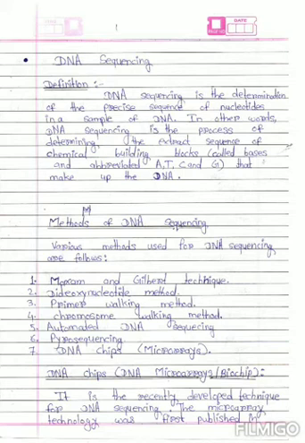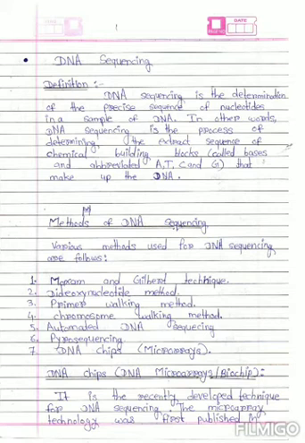Methods of DNA sequencing. Various methods used for sequencing are as follows: 1. Maxam and Gilbert technique. 2. Dinucleotide method. 3. Primer walking method. 4. Chromosome walking method. 5. Automated DNA sequencing. 6. Pyrosequencing. 7. DNA chips, microarrays.